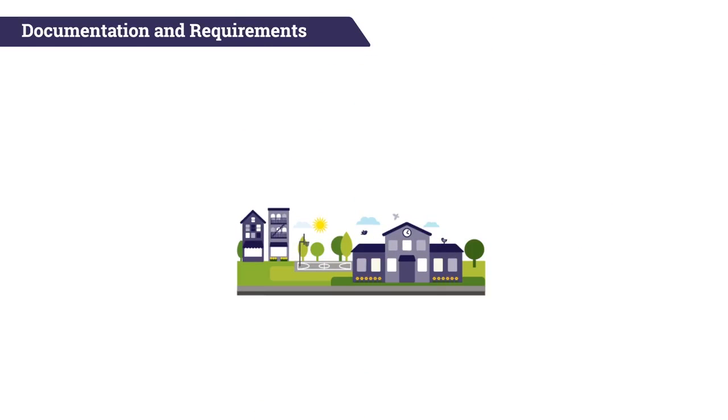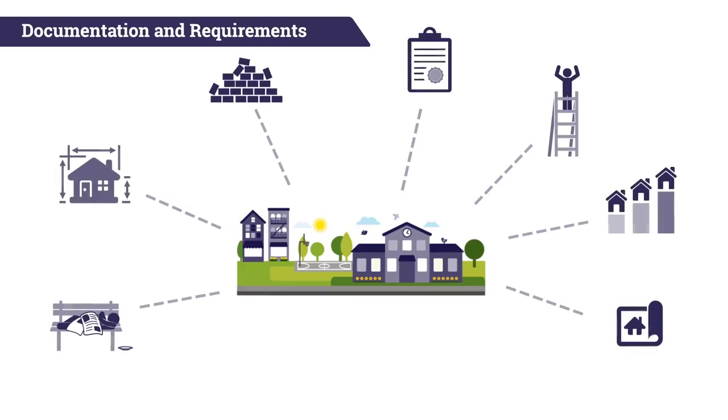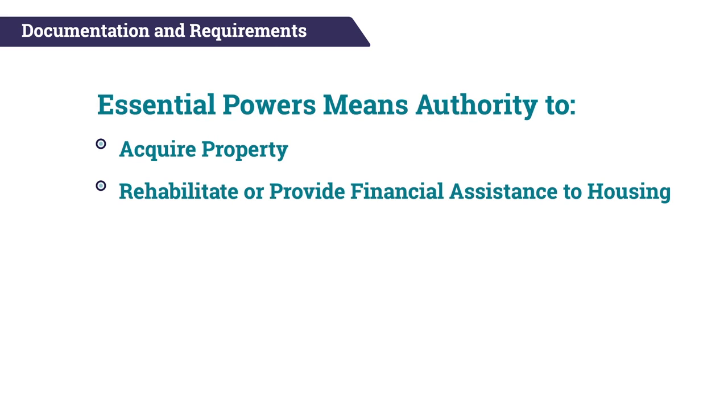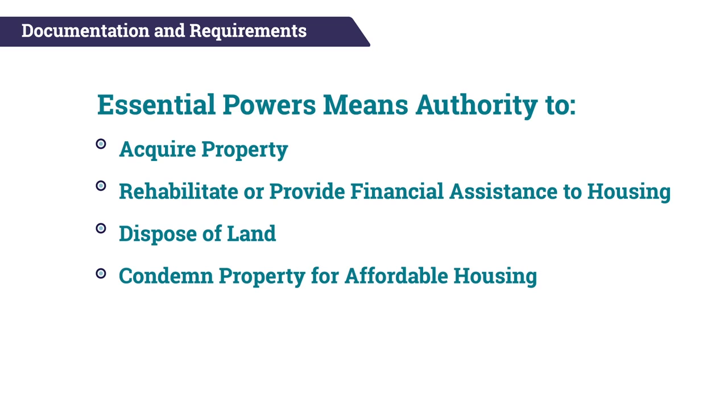In addition to the standards above for cooperation agreements, each qualifying urban county must also have the authority to take on community renewal and lower-income housing assistance activities. This authority is called essential powers and covers activities such as acquiring property, rehabilitating housing, disposing of land, and condemning property for reuse as affordable housing.